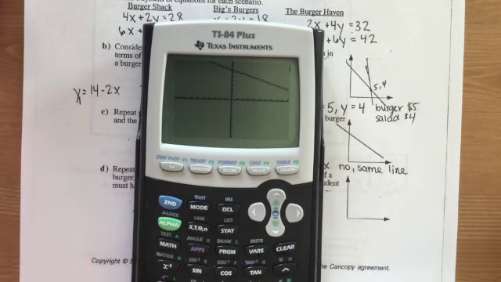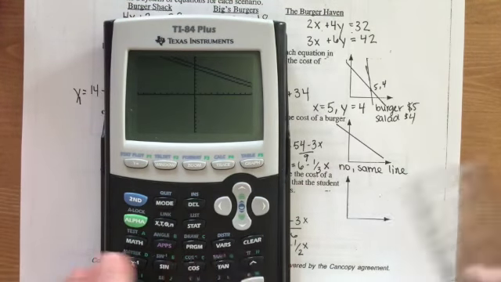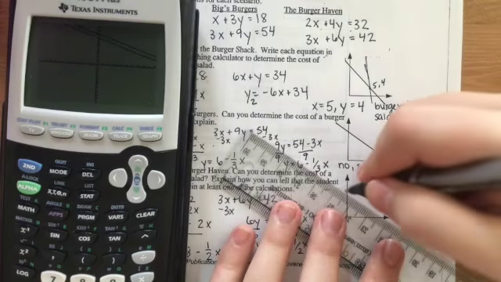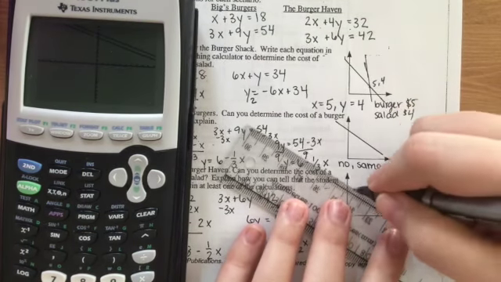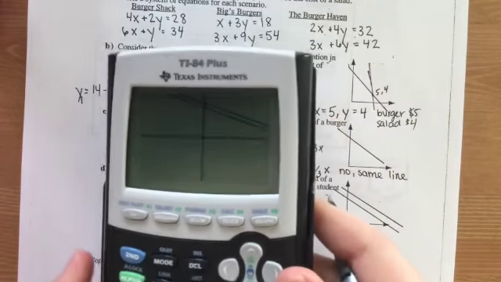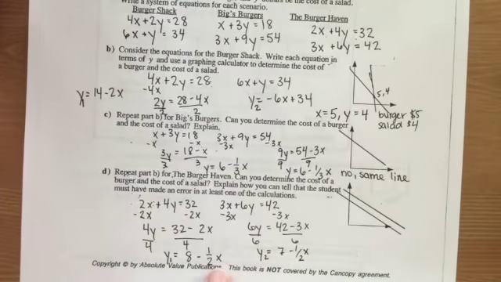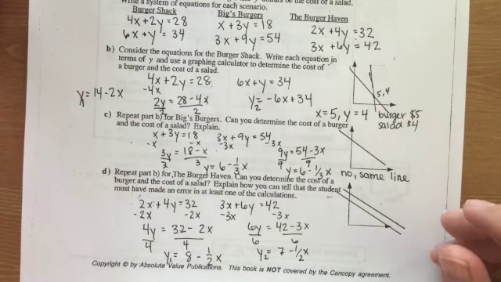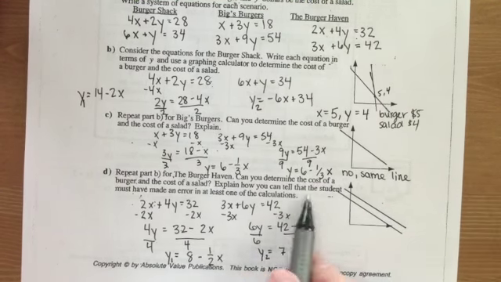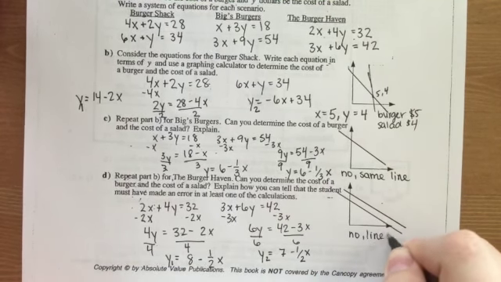Here's the two lines coming up. I'm going to do a quick sketch. And I can see now those lines are parallel. In fact, if you look close, they're very equally spaced all the way across. And I can tell down here the slopes are the same. So these ones are actually, in fact, never going to meet. And so it says, can you determine the cost of a burger and cost of a salad? No, the lines are parallel.